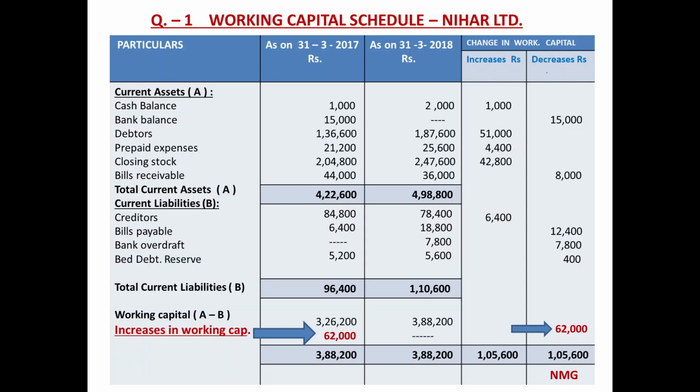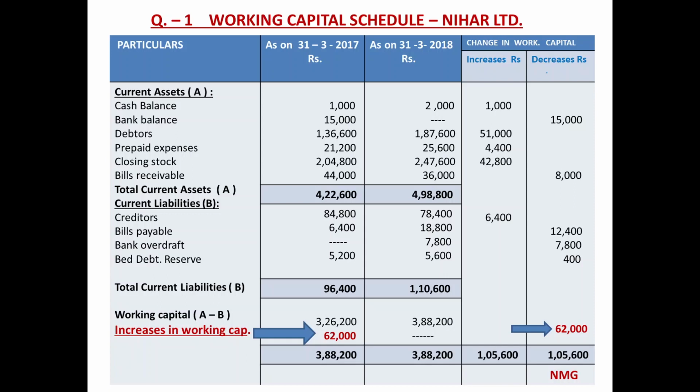Now decide the working capital. CA minus CL. Total of A minus total of B. Total of current assets minus total of current liabilities. That gives the working capital. Last year 3,26,200, while in the current year 3,88,200. Compare these two balances and find out the ultimate answer, which shows an increase in working capital in the current year of 62,000.